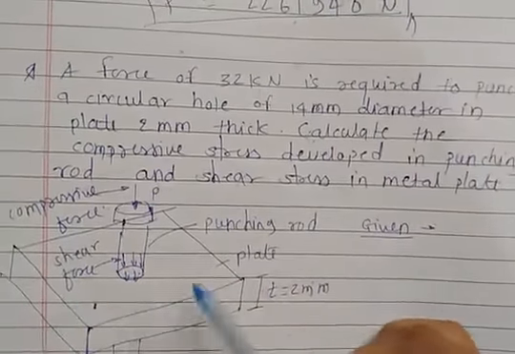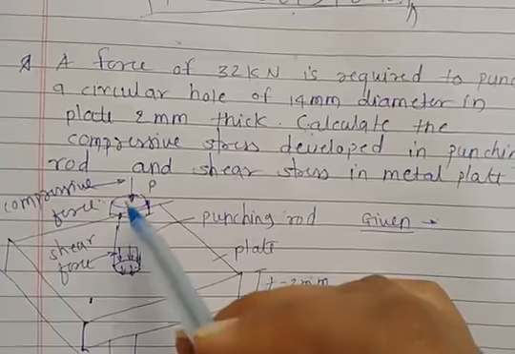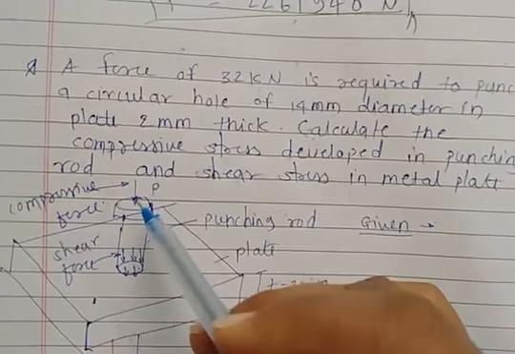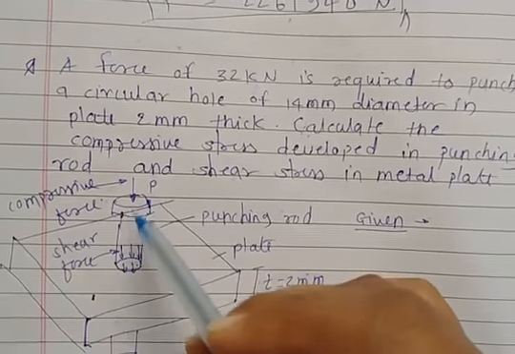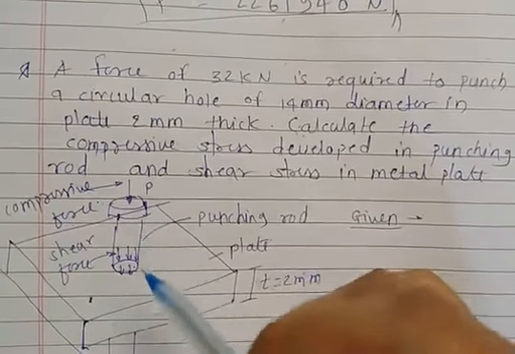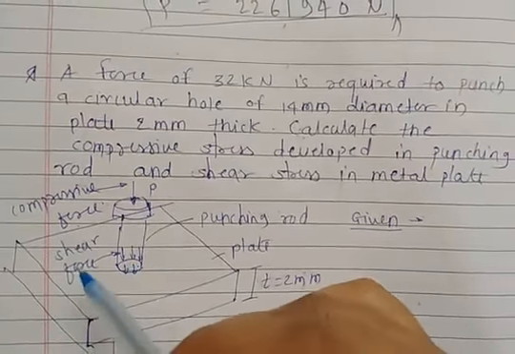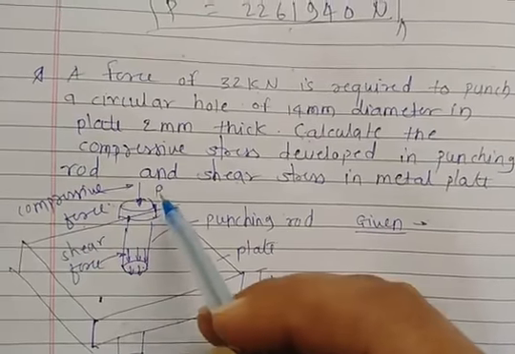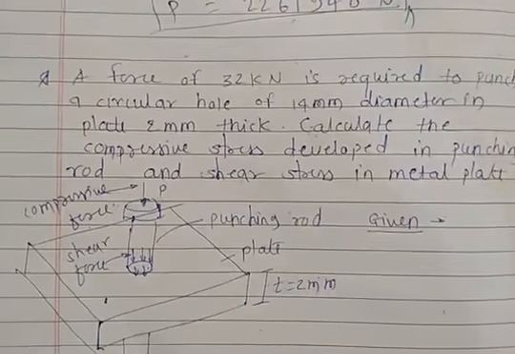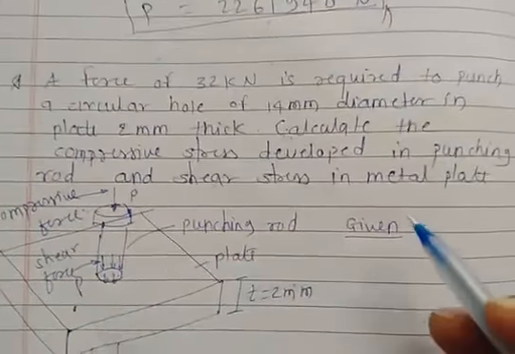So this is the plate which is having thickness 2 mm and this is your punch. You have to apply the force from this upper direction. As the direction of force P is towards the punch, that force will be the compressive one, and the force which is present at this circumference of the hole is known as the shear force. In this case the value of compressive force and shear force are both equal. So this is your shear force and this is your compressive force.